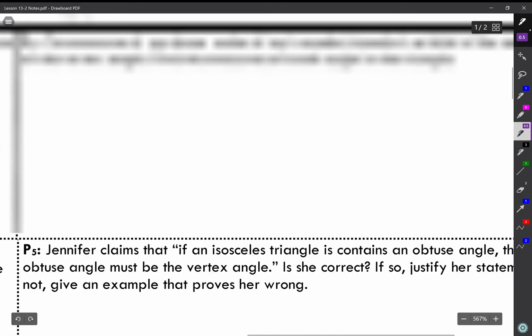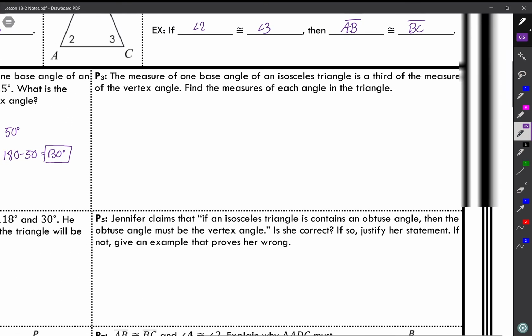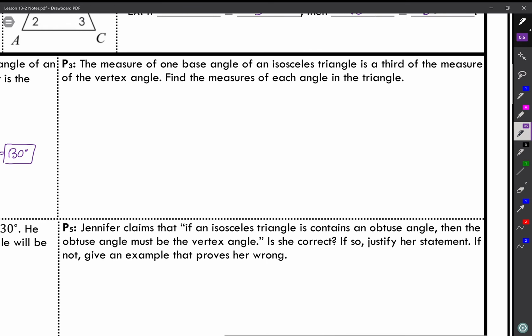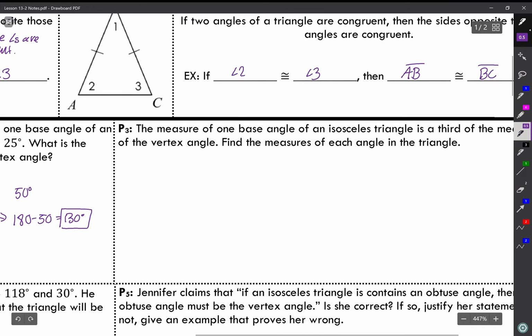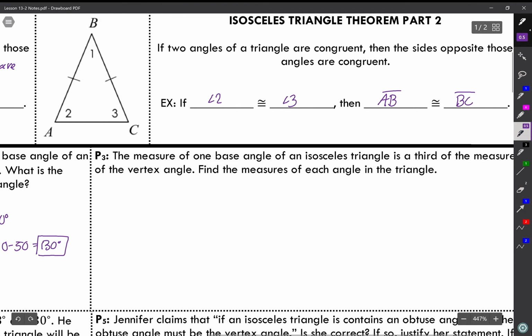All right, number 3. The measure of one base angle of an isosceles triangle is a third of the measure of the vertex angle. Find the measure of each angle in the triangle. Okay, so I'm going to use these angle measures from the triangle up here. I know that our vertex angle is angle 1. Our base angles are angle 2 and angle 3.